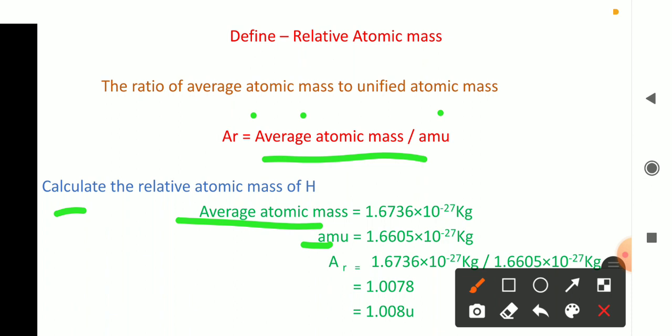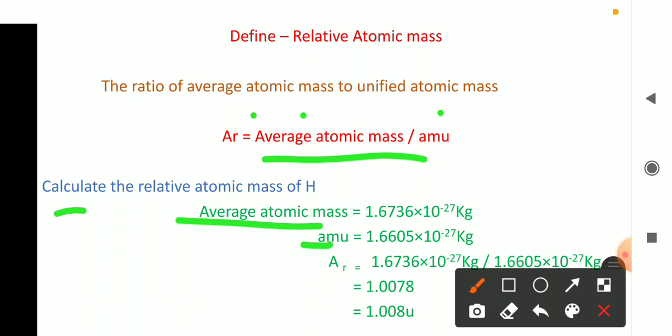When we divide these two values, the answer will be 1.0078, and when it is rounded off, the answer will be 1.008 u. Here u is the AMU, atomic mass unit, which can be simply represented as u. So this is the way of calculating the relative atomic mass. If you know the values of average atomic mass and unified atomic mass, we can calculate the relative atomic mass of an atom.